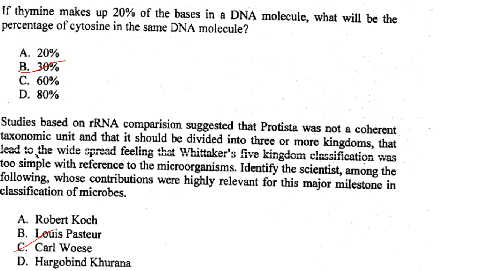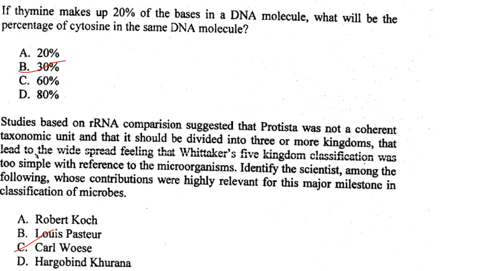So coming to the next question, if thymine makes 20% of the bases in a DNA molecule, what will be the percentage of cytosine in the same DNA molecule? So they have told that 20% of the bases is thymine. So since DNA is a double-stranded DNA molecule and A pairs with T, the number of adenine also will be 20%. So altogether A plus T will give you 40.